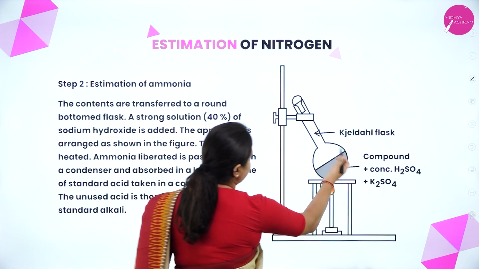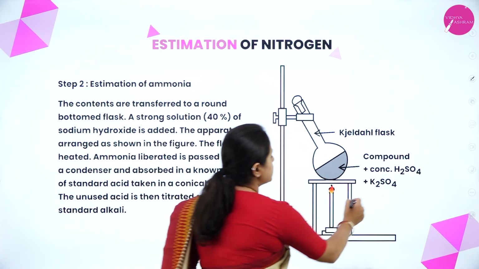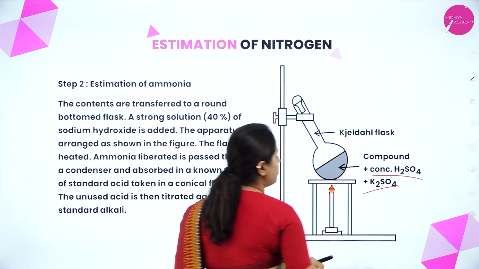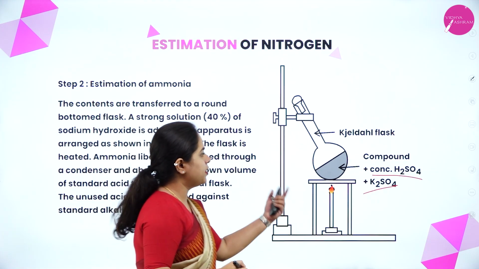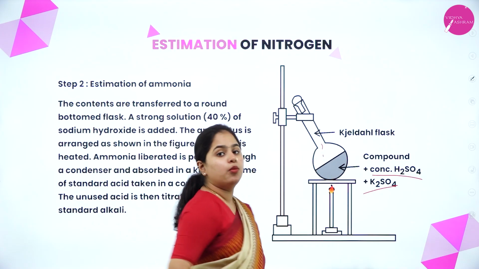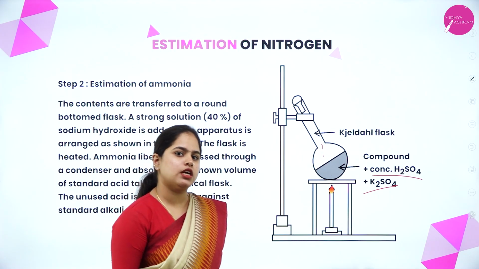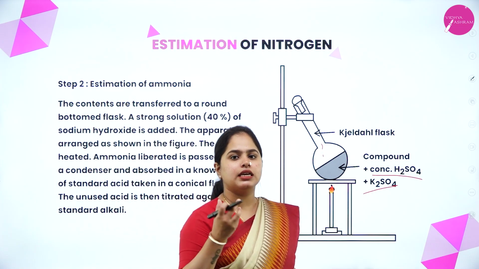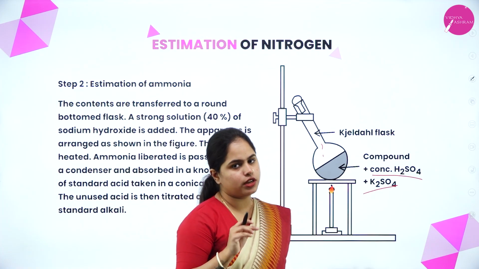Our organic compound is taken here. We mix it with concentrated sulfuric acid and potassium sulfate. Then we heat it. Once we heat it, what is getting liberated here? Ammonium sulfate. Right, ammonium sulfate is liberated, and that is further cooled. So that is the first step.